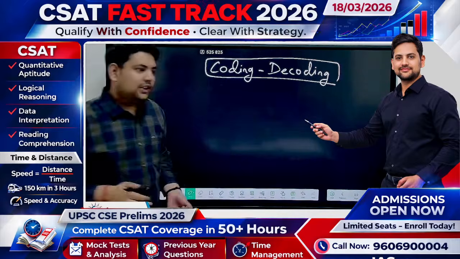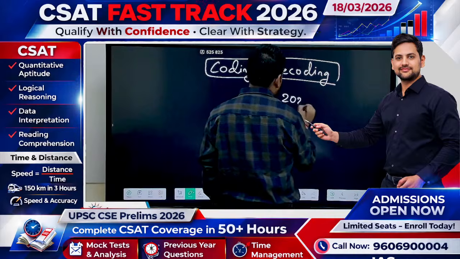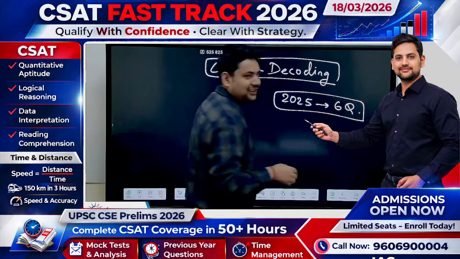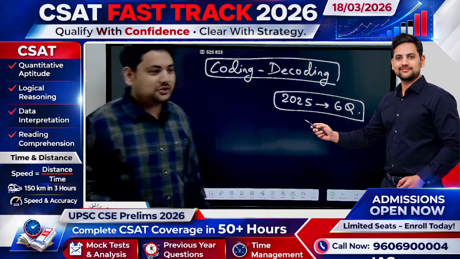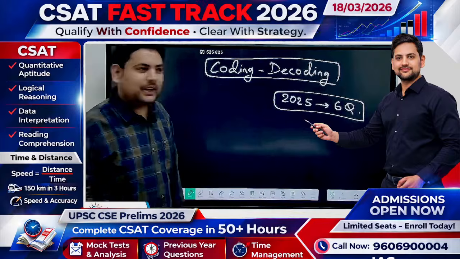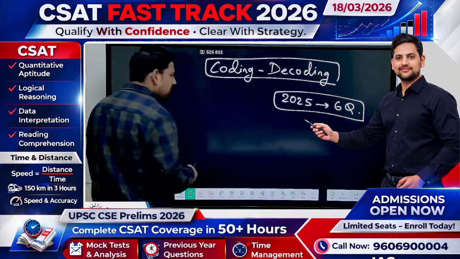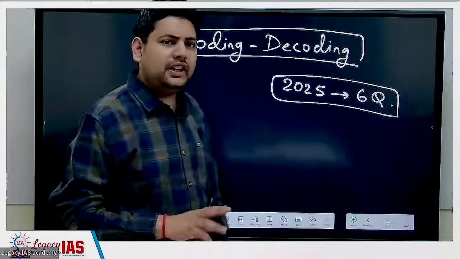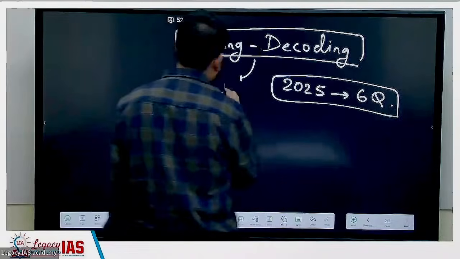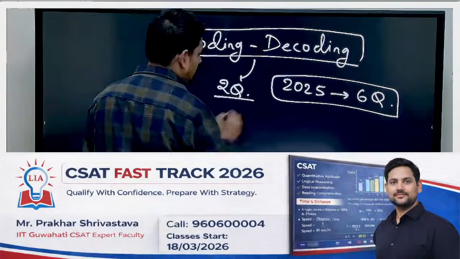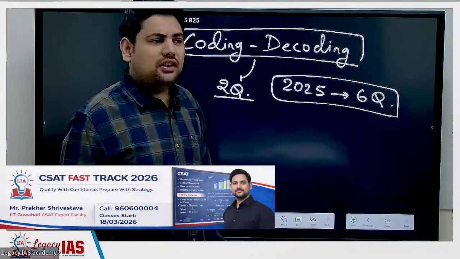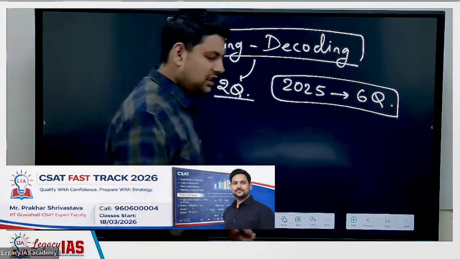coding, decoding. So this year, that is 2025, they gave 6 questions from it. Don't know how, but they decided that this year they want to test this only. So they gave 6 questions from coding, decoding. Earlier, or usually, you may find 2 to 3 questions in a normal year. Usually, 2 questions are there. But in 2025, there are 6 questions.